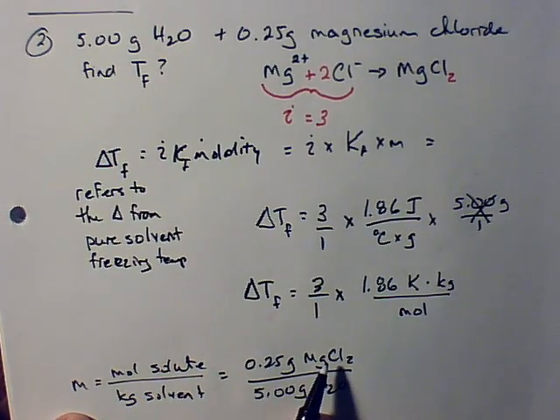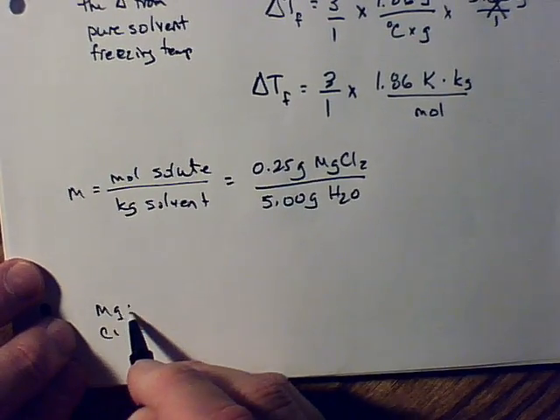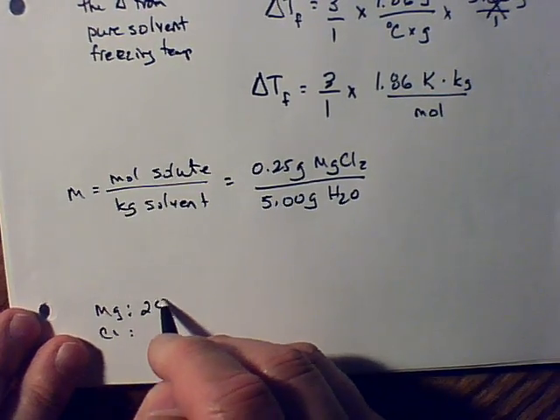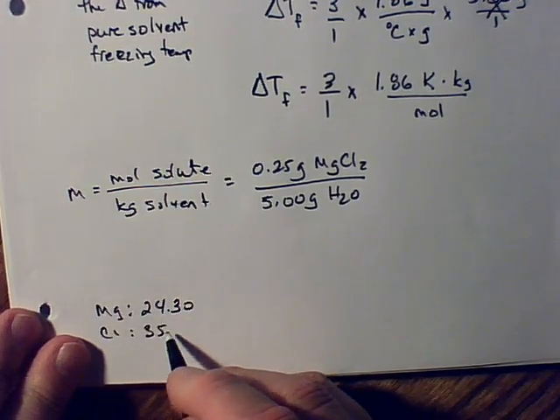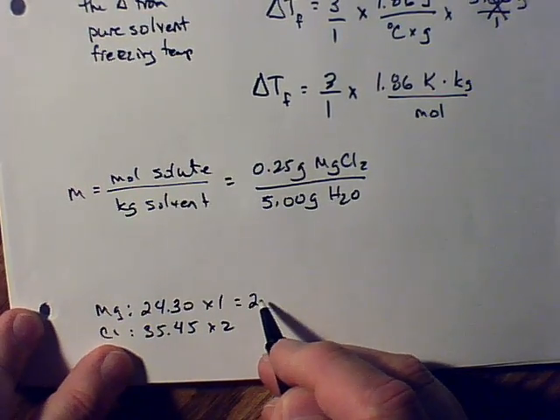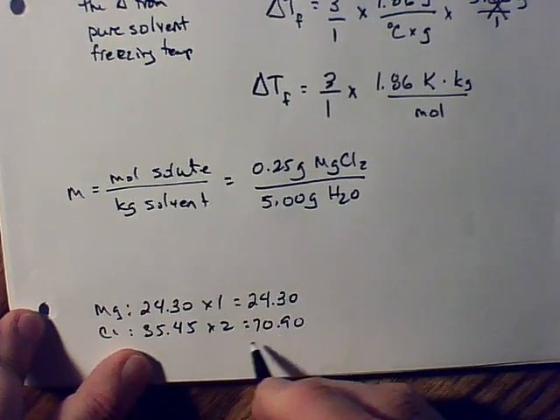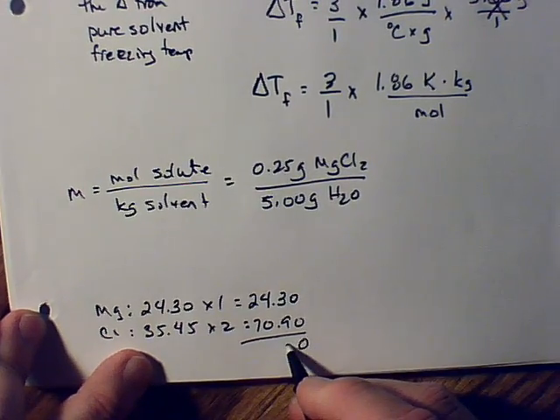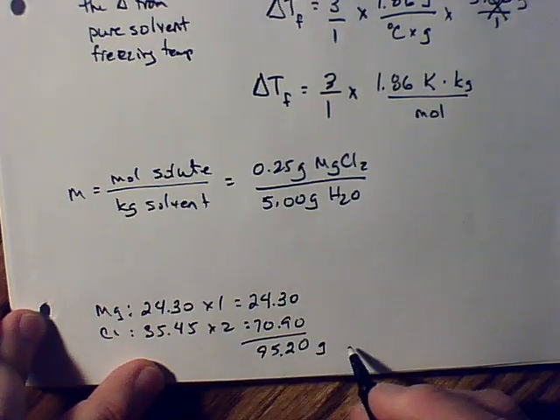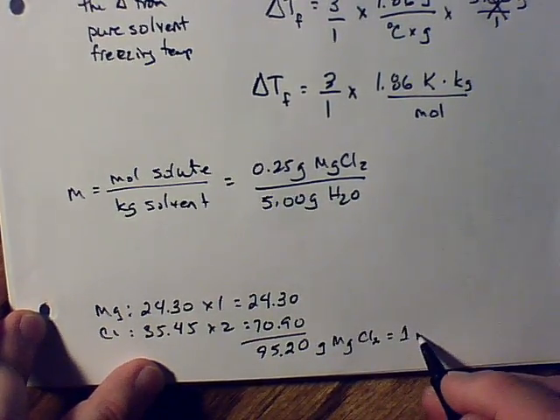We need to convert this into moles, so we've got to find the molar mass. Magnesium and chlorine. Let's see, your periodic table has magnesium 24.30 and chlorine is 35.45. We have one of these and two of these, so 24.30 and 70.90, and that adds up to 95.20 grams of magnesium chloride. Am I right?